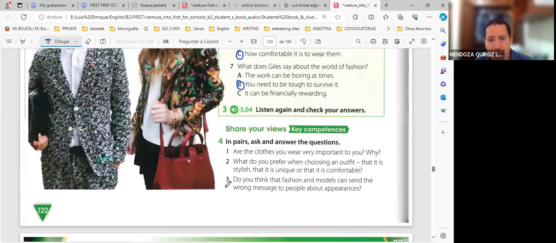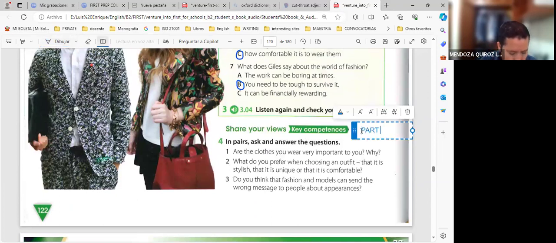Yeah. This is similar to part 4. In part 4 of a speaking test, you are asked to give your opinions on familiar topics. So let's suppose that part 3 is about fashion. Then you can be sure that in part 4, you will be answering questions about fashion. So here we have the questions. Are the clothes you wear very important to you, and why? So more important than what you say is how you support your opinion, how you defend your position.